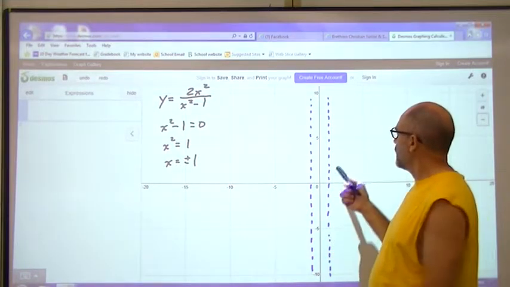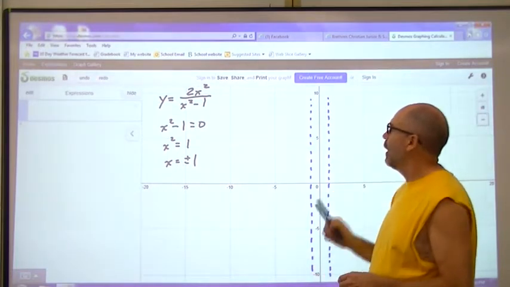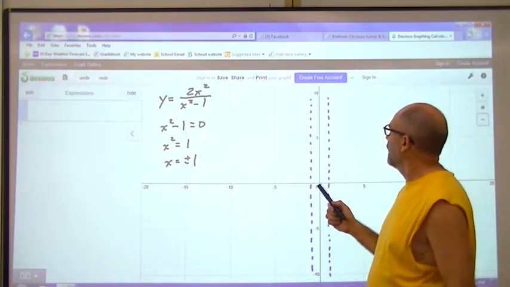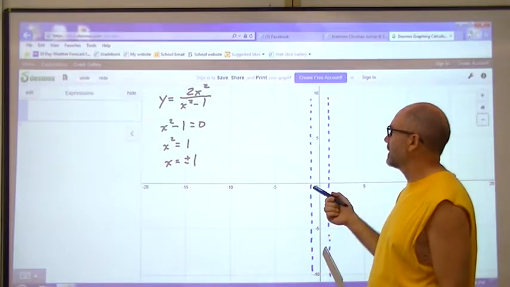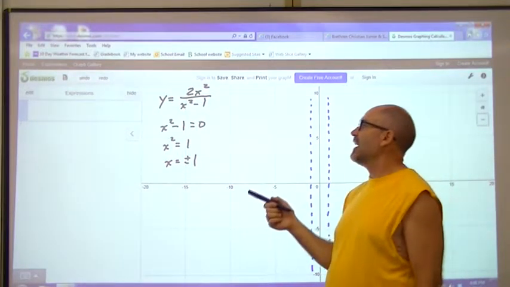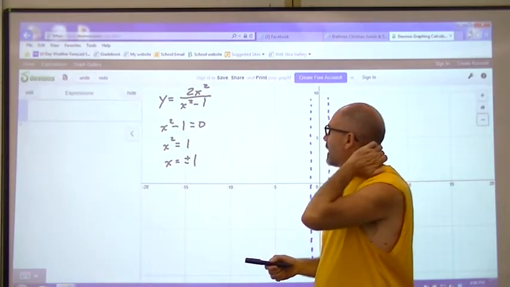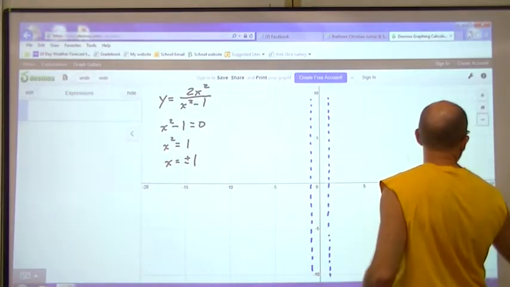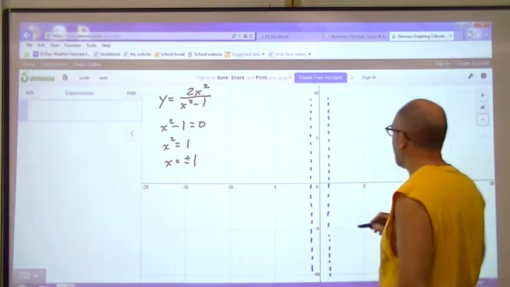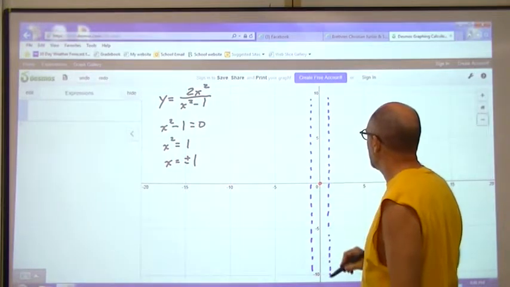There is where the function is undefined and it's defined everywhere else. Okay, next, let's look at the intercepts. So the easiest intercept is going to be when I put in 0 for x. So I end up with 0 over negative 1, which is 0. So that means I have a point at 0, 0.